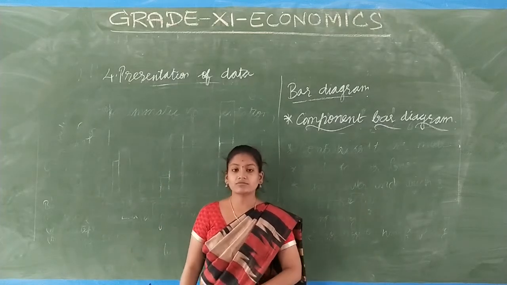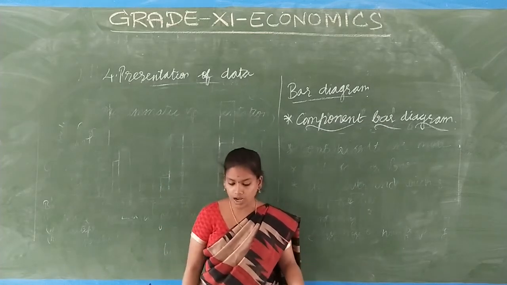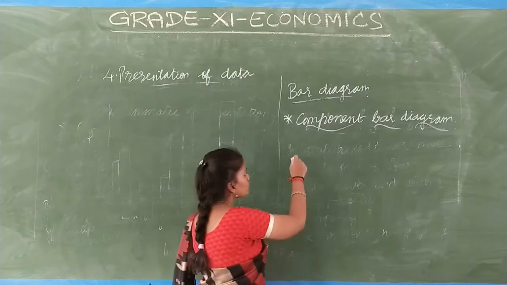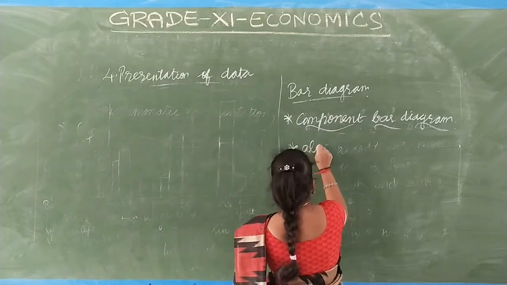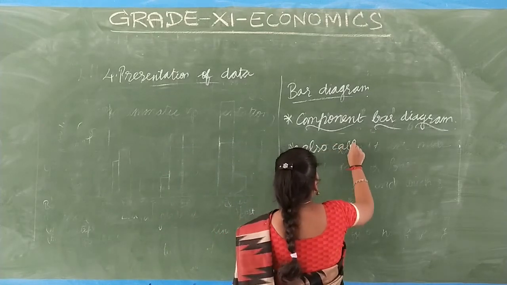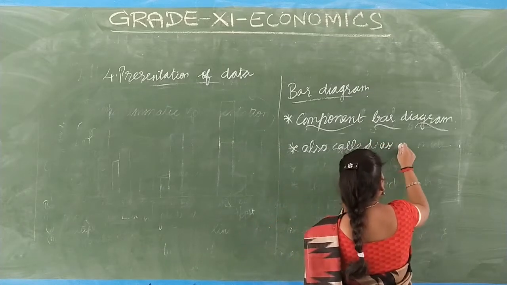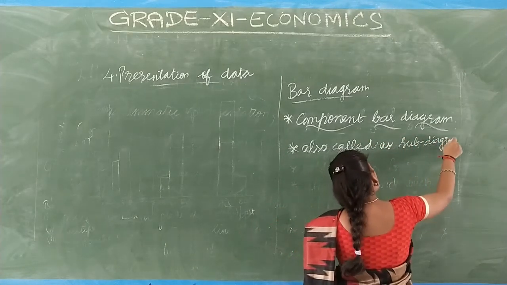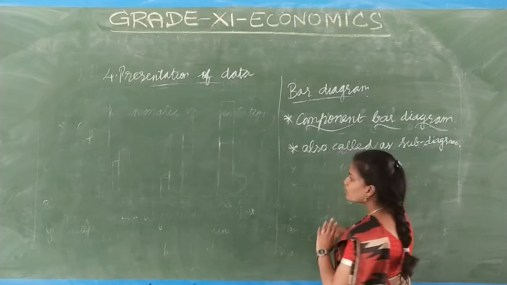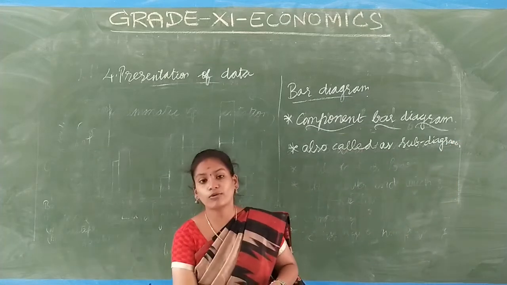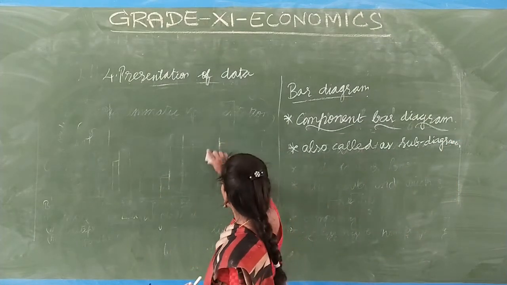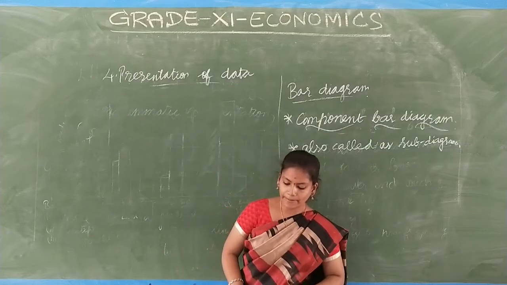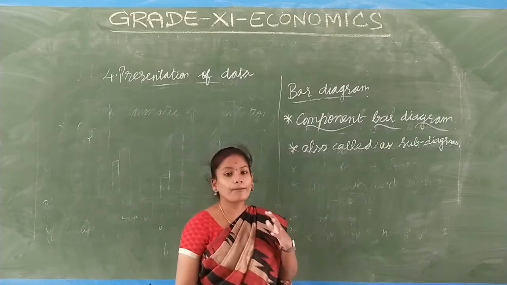Component bar diagrams are also called charts, or sub-diagrams. Why? Because in one bar we will be telling about more than one attribute. That's why it's called a sub-diagram. It is very useful in comparing the size of different component parts.